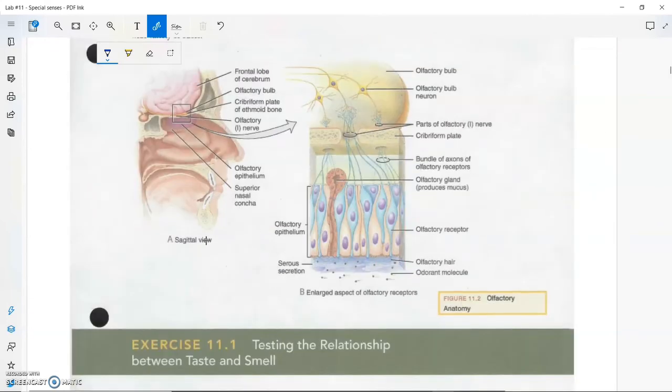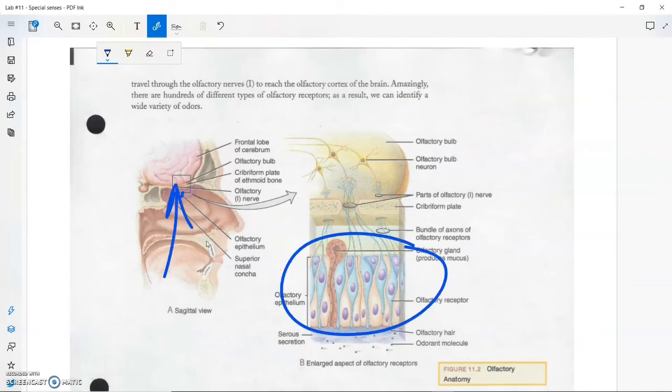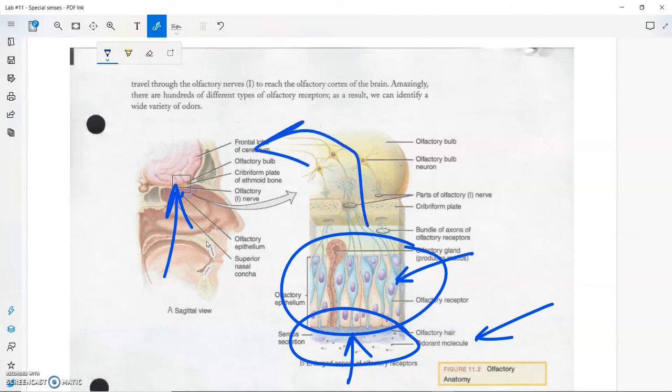In olfaction, the epithelium that senses smells is located in the roof of the nasal cavity. It consists of multiple olfactory receptor cells, so-called olfactory neurons, and the cilia of these olfactory neurons are embedded in mucus. Odorant molecules are dissolved in mucus and interact with the receptors on the olfactory neurons, and these neurons convert that interaction into nerve signals, which go through the olfactory nerve to the brain.